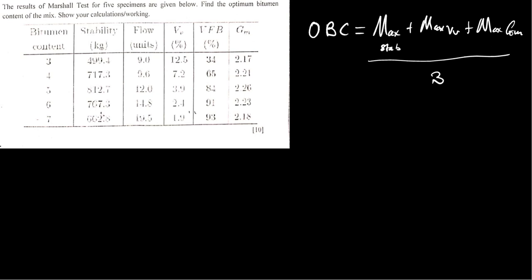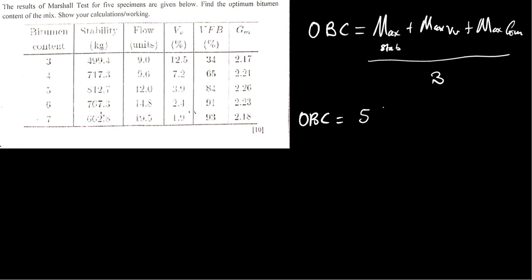The Bitumen content given in this table is as a percentage. So to find the optimum Bitumen content, we set the max stability value, which corresponds to a given Bitumen value. If we look here, what is the highest value of the stability in kgs? If you look at the values we have, it's 812.7. And 812.7 corresponds to what? Bitumen content, which is 5.